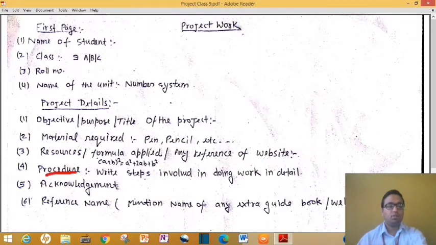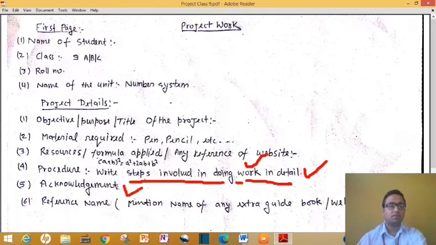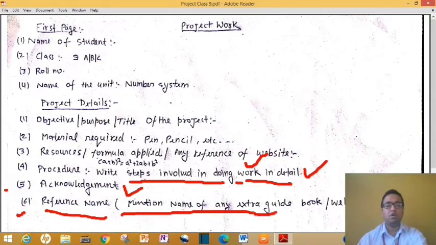After that you will write procedure. Okay, in procedure you have to tell your work actually in detail form. You have to write the steps involved in doing the work in detail. Fifth point is acknowledgement, and this will be the second last page, and at the last you will write reference name, means you will mention the name of any extra guide or guidebook or any website. If you have taken help, you will mention a small note for that website also at the last of the page.